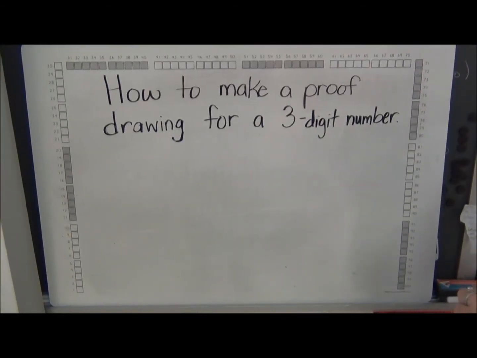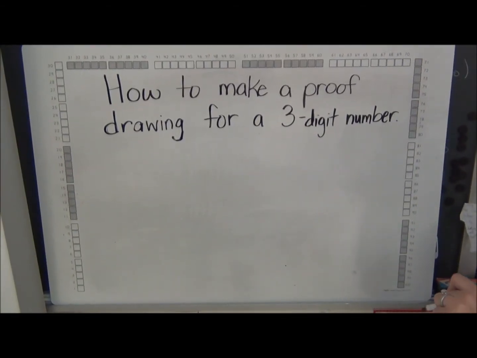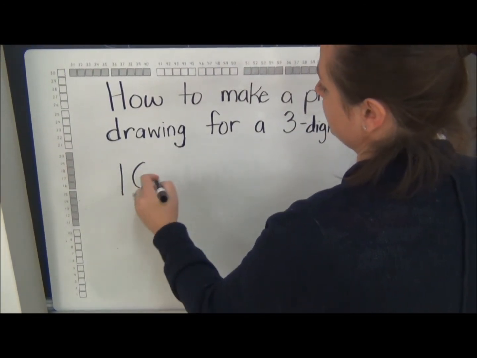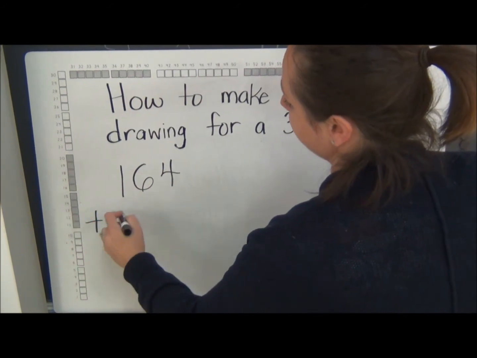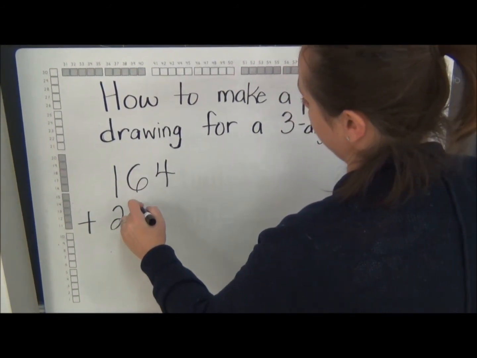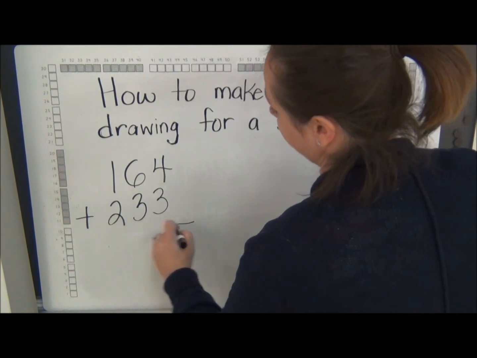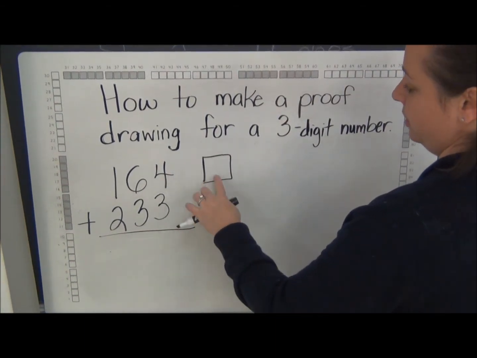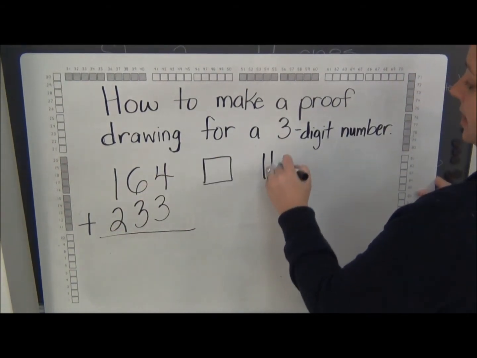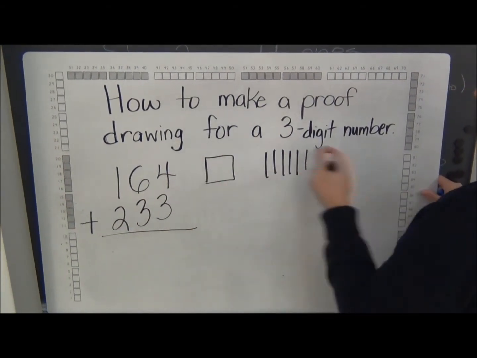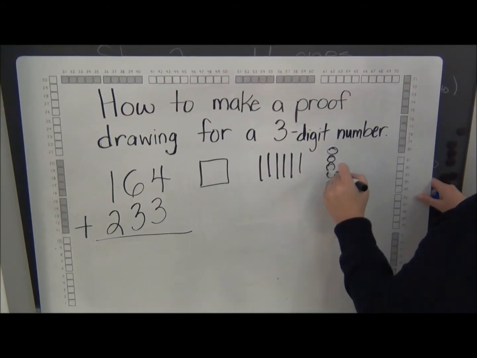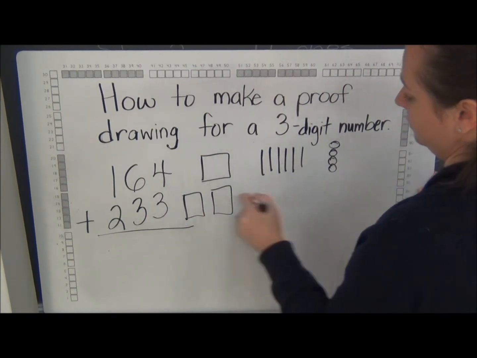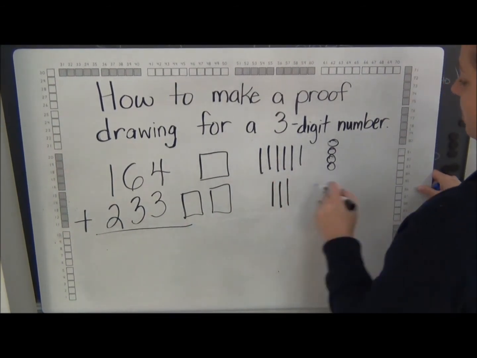So I'm going to do an example of how to draw the proof drawing for a 3-digit number addition problem. So if my number is 164 plus 233, you do the same thing. The 100s are represented by a box, so there's 100. Then you would draw your 6 10s and your 4 1s. This one has 200, so it would have 2 boxes, 3 10s and 3 1s.